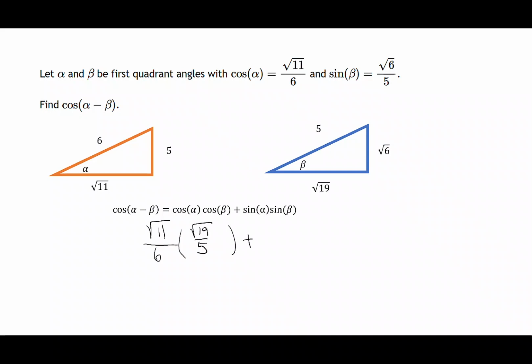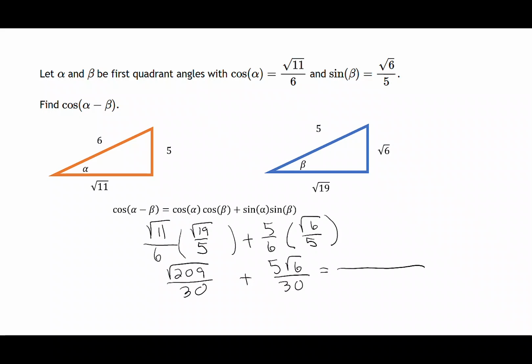Now we add the sine of alpha, which will be 5 over 6, and we'll multiply by the sine of beta, which we have as the square root of 6 over 5. Our denominators are the same in both cases. We have 30 on the left, we have 30 on the right. When I multiply the square root of 11 times the square root of 19, I get the square root of 209. When I multiply 5 times the square root of 6, I have 5 times the square root of 6.